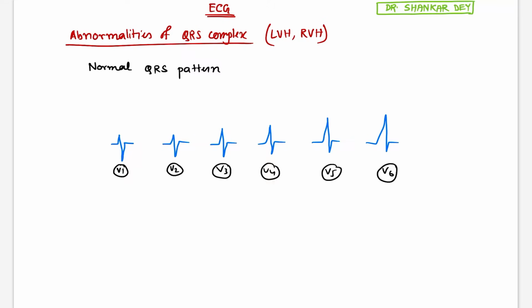As you can see clearly, as we progress from V1 to V6, the height of the R wave is increasing. In V6 the height of the R wave is much larger as compared to V1, and the height of the S wave decreases as we progress from V1 to V6. This is the normal QRS pattern in ECG.